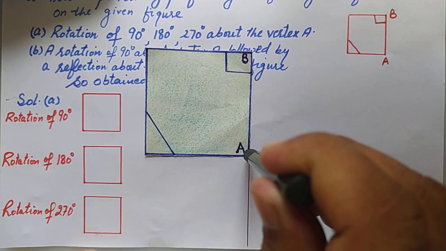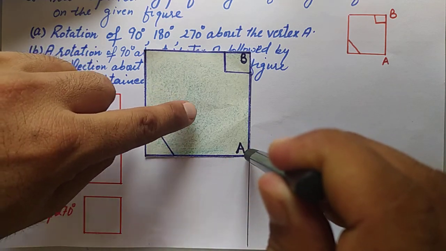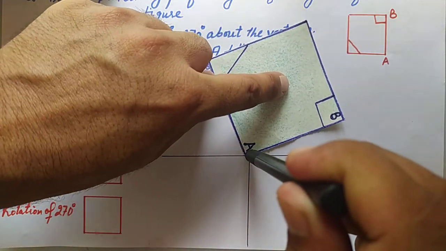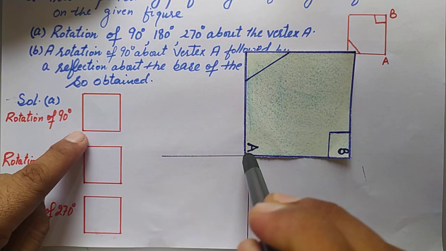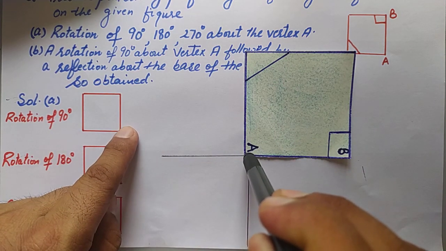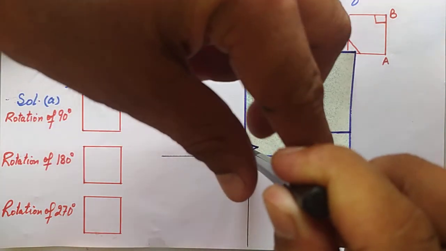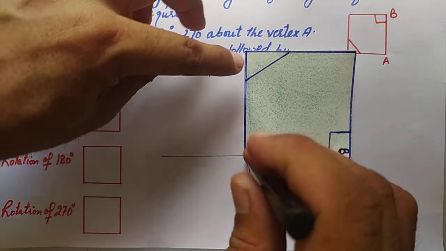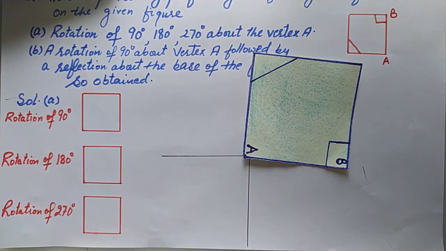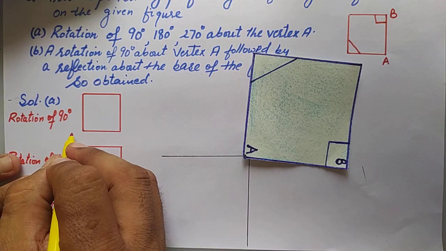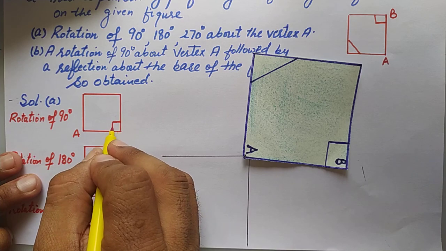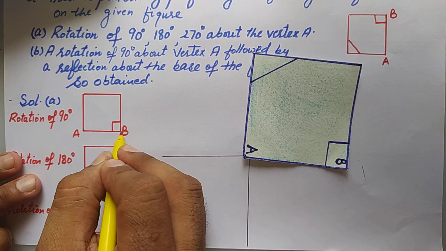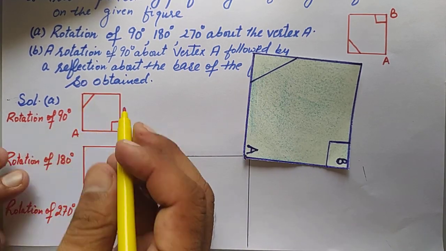So A will be fixed. Now let's rotate by 90 degrees. See, this will be 90 degrees. So it means A will come here, B is here and this cut will be there. Just by looking, you can write the points here. A is coming here now, and B, with respect to it, will be here, right? And then this will be here, right?